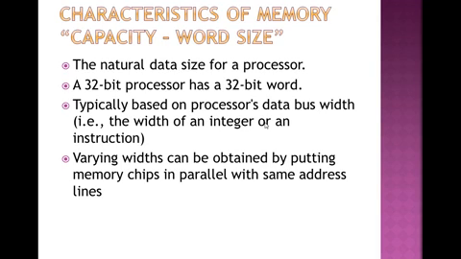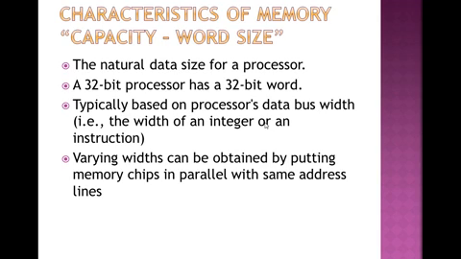The first point says the natural data size for a processor. A 32-bit processor has a 32-bit word. Suppose a processor is of 32-bit capacity, so it can store a maximum of a 32-bit word. But if the processor is of 64-bit, then it can store 64 bits of contents. Typically it is based on the processor data bus width, that is the width of an integer or an instruction. That is, it depends on the processor what capacity is stored. If a processor is 32-bit, it can store up to a 32-bit word. If the processor is 64-bit, it can store up to 64 bits. So it depends on the size of the processor.